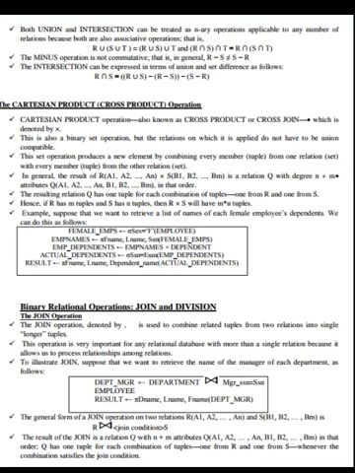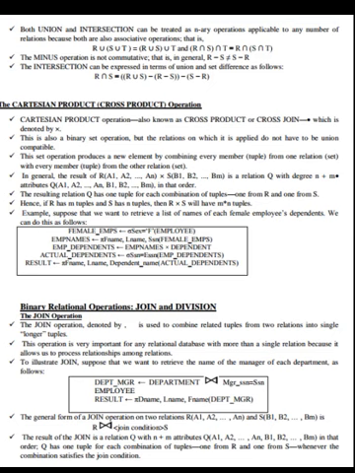The resulting relation Q has one tuple for each combination of tuples, one from R and one from S. Hence, if R has m tuples and S has n tuples, then R × S will have m * n tuples. Example: suppose that we want to retrieve a list of names of each female employee's dependents. We can do this as follows.